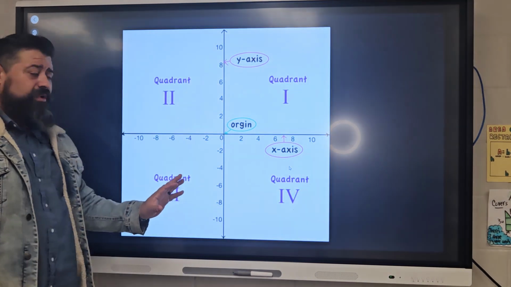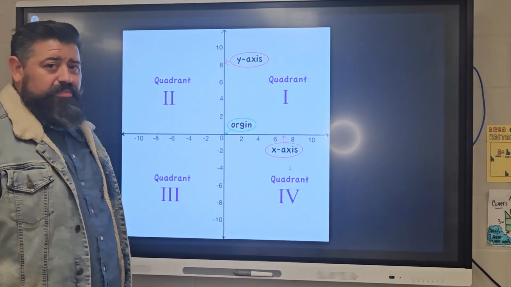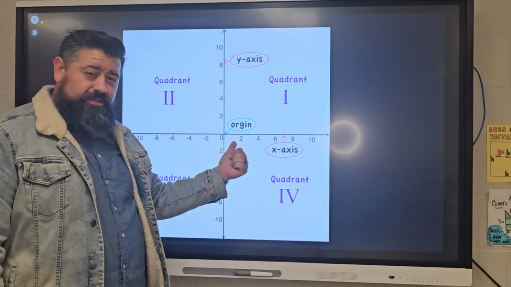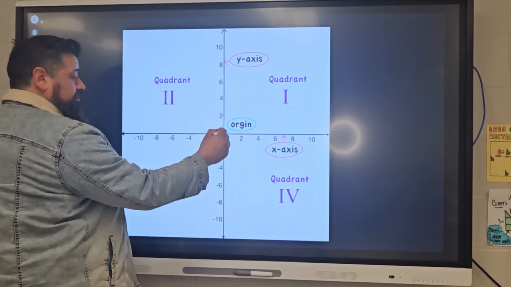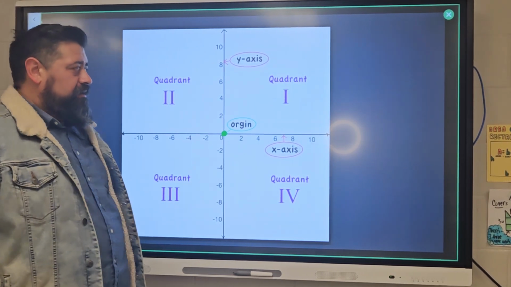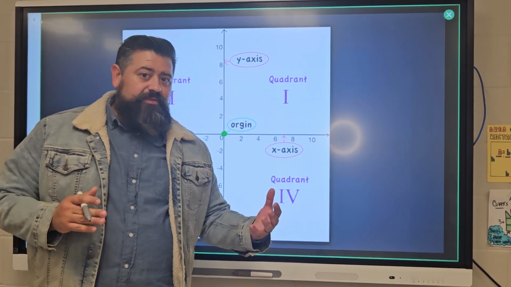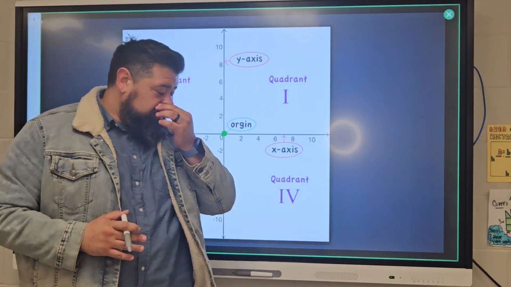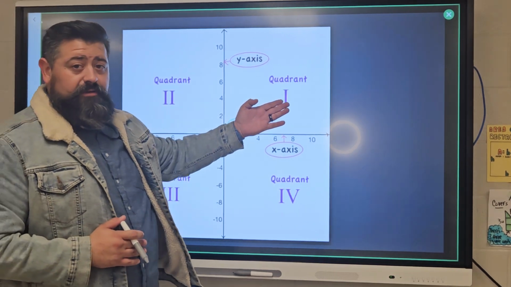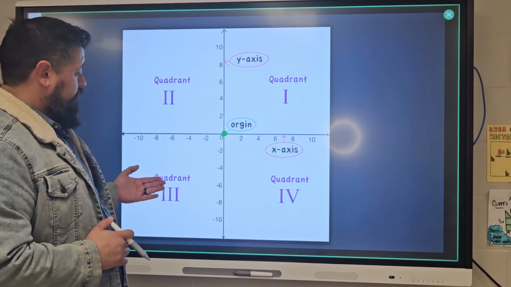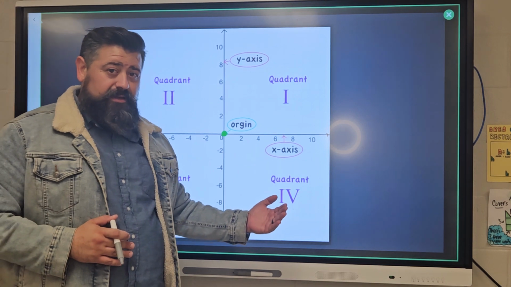So what you got to understand is that on a coordinate plane you have what's called the origin, the center right here, and then we have quadrants. Quadrants sounds like cuadros, right? Like squares. So here we have quadrant 1, quadrant 2, 3, and 4.